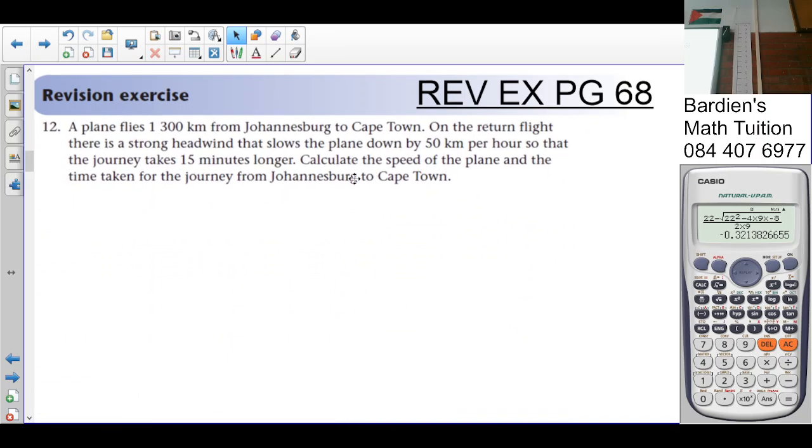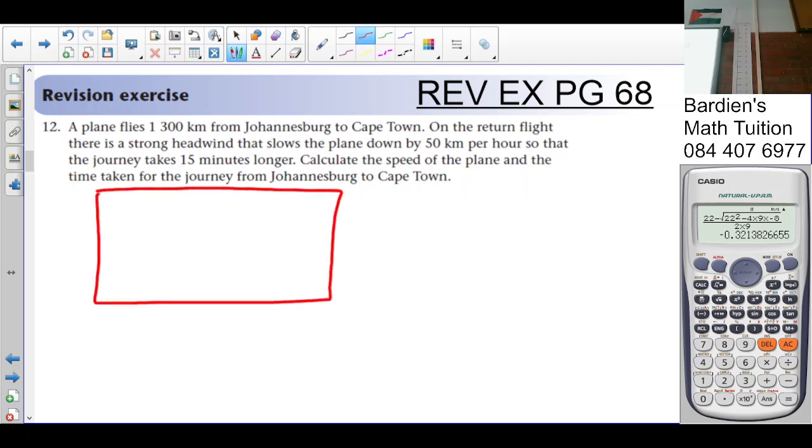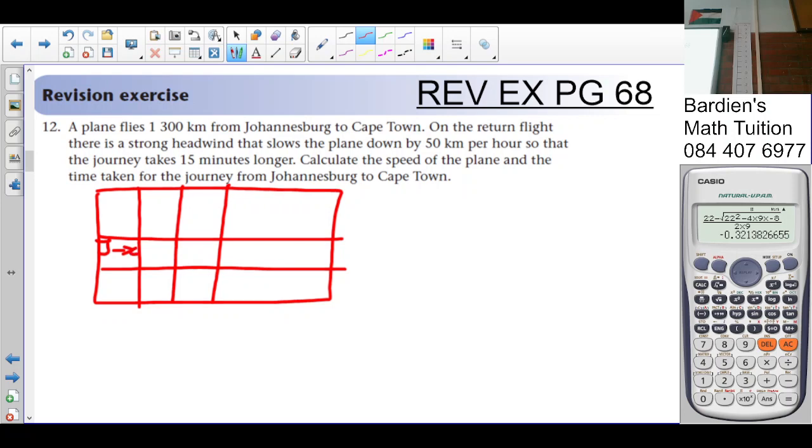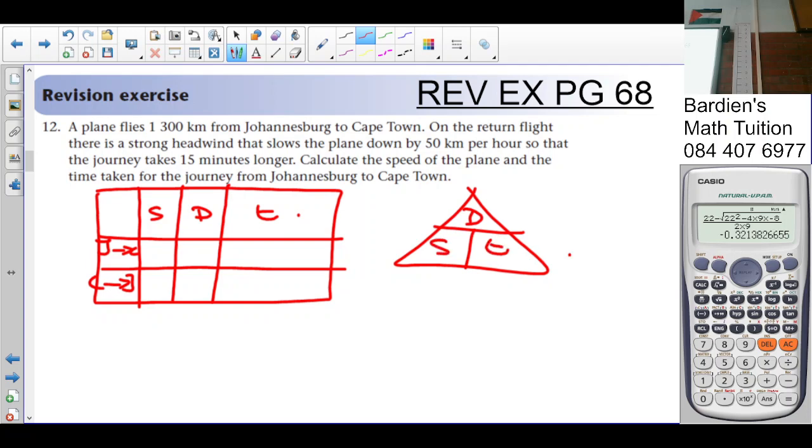Okay, let's look at question 12. Question 12, we are told that the plane flies 1,300 kilometers from Johannesburg to Cape Town. So you are having a table there. So Johannesburg to Cape Town, and the return Cape Town to Johannesburg. You got speed, distance, time, and the pyramid, D on top, speed and time. Okay. Normally we put D first, and then S. But if you had it the other way around, no problem. A plane flies 1,300 up, 1,300 down. From Johannesburg to Cape Town. On the return trip, there is a strong wind that slows the plane down by 50 kilometers per hour.